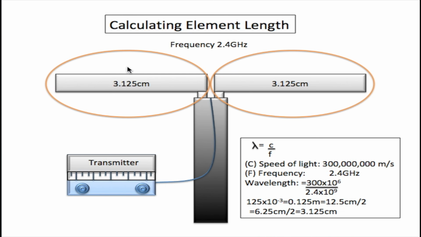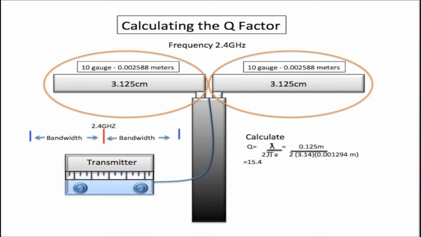So once these elements are the correct length, 100% of your 2.4 GHz, which is a resonant frequency, should be radiated out into the airways. So next we have to calculate the bandwidth. Now this is a resonant frequency of 2.4 GHz. Now the bandwidth are the usable frequencies, both sides of this resonant frequency.